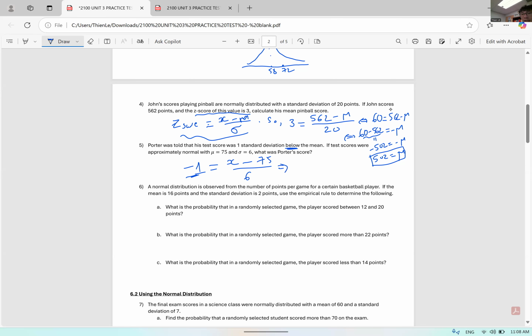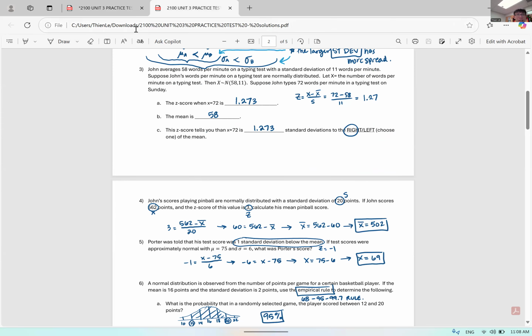So you can see that you times both sides by 6, right? Subtract 75. I just go at a slow pace, okay? And you add 75 to both sides, right? So basically, his test score is 69, right? 69. Let's check if we get it correct here. Perfect.